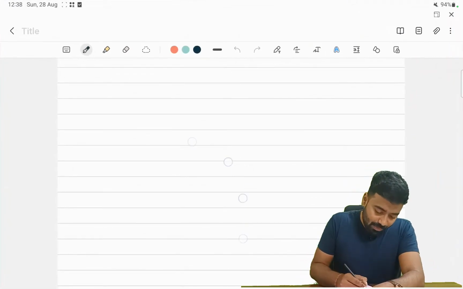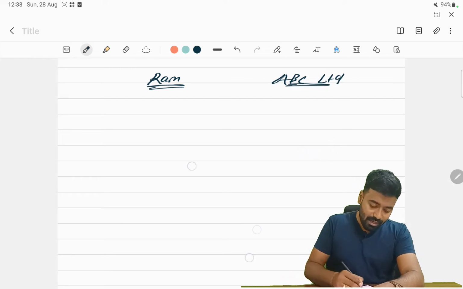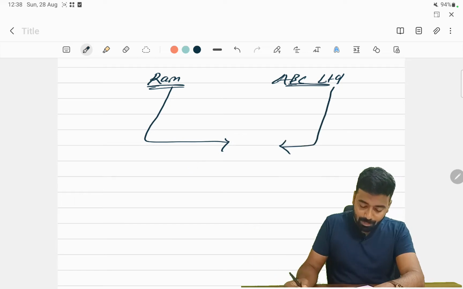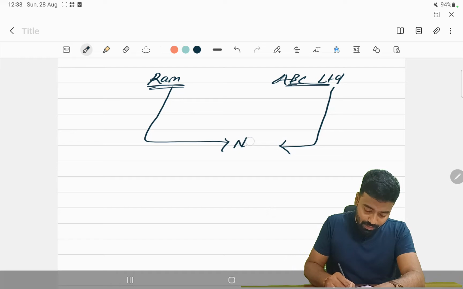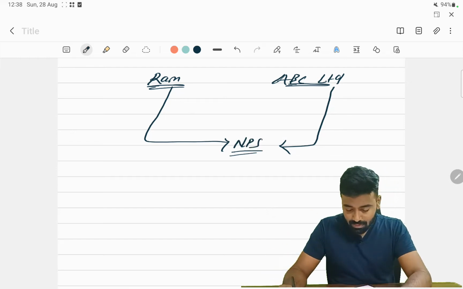Okay, so take the example, there is a person called Ram. Ram is employed in a company called ABC Limited. Every month or every year, Ram is contributing a certain amount of money, and the company is also contributing a certain amount of money to the National Pension Scheme. So two parties are contributing to the National Pension Scheme.